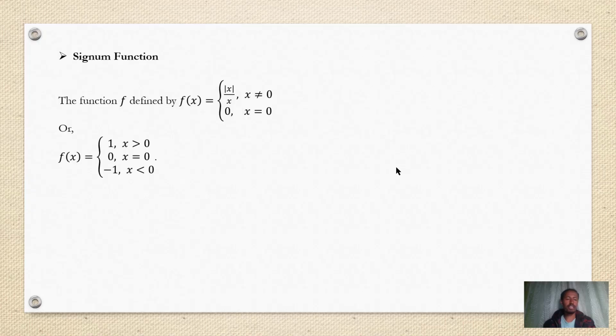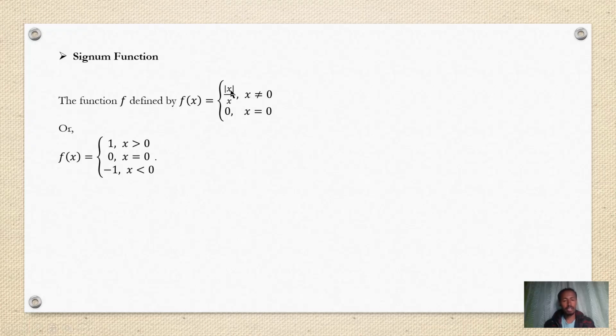The other function is the signum function. The function f is defined by f of x equals the absolute value of x over x for x not equal to 0. Remember that for x not equal to 0, this function is defined as the absolute value of x over x, and 0 for x equal to 0. Or in other representation, f of x is equal to 1 for x greater than 0, 0 for x equal to 0, and negative 1 for x less than 0.